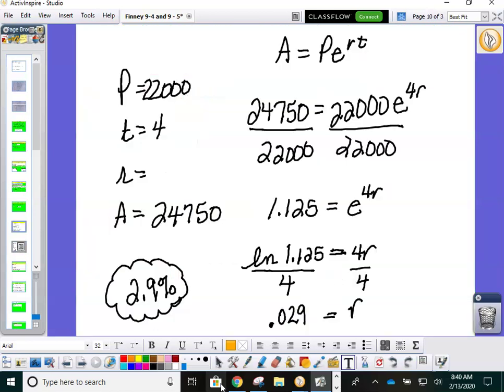All right, so then the next thing we want to talk about today, this is how I actually did that last problem to find how much money they needed. They have $22,000. They want the car in 4 years. They need $24,750. So we're solving for r. So we divided, and we got 1.125 = e^(4r). So if we rewrite this using the log definition, that means the natural log, log base e, of 1.125 equals 4r. And then we divided, so that gives us 2.9%.